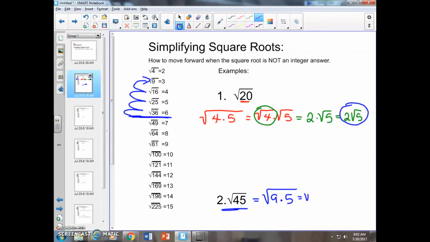I'll then take the roots separately. And now we see that 9 has a square root of 3. We don't know the square root of 5. So this answer, simplified, is 3 square root of 5. I'm going to move on and work a few more for you, or with you.